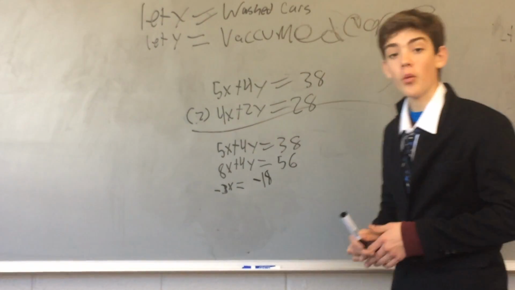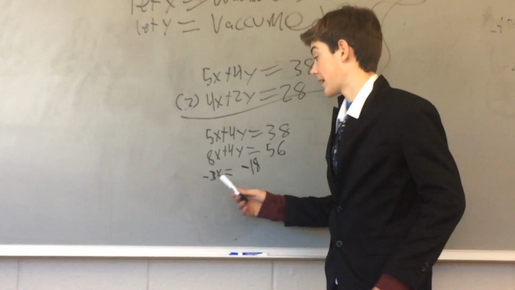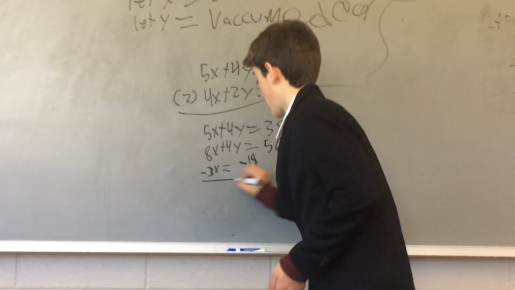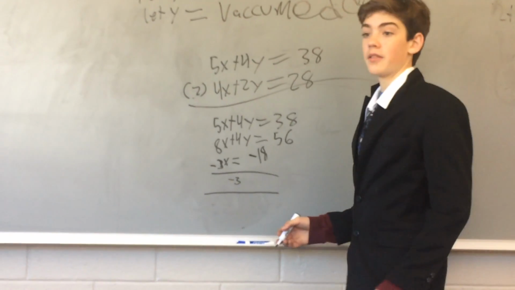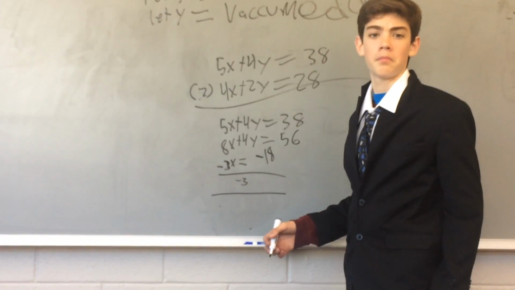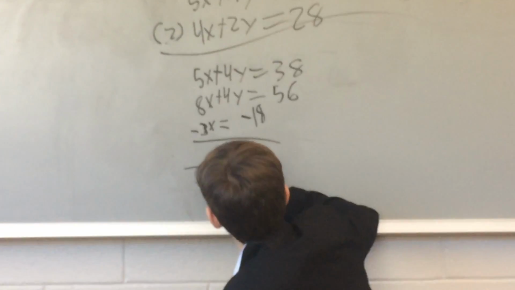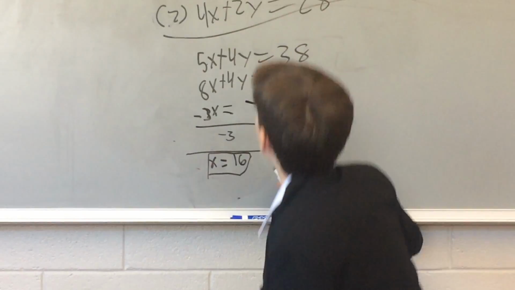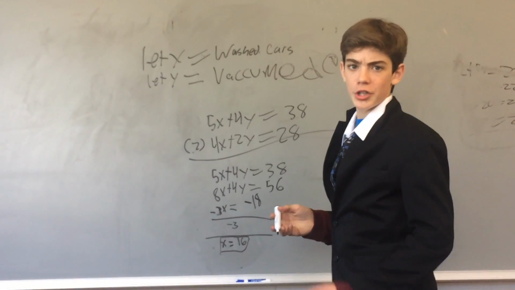And so now, to get your x, you're going to divide both sides by negative 3. And since they're both negative, they offset. X is equal to 16. So that means there were 16 cars washed.